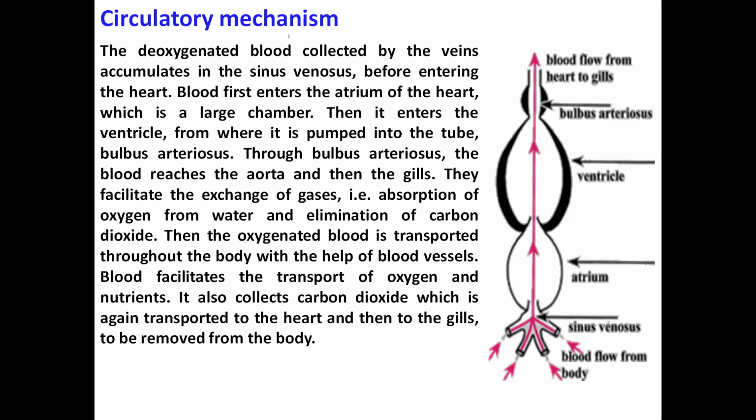Now this oxygenated blood reaches the different body parts through the different arteries, with the help of blood vessels. Blood facilitates the transportation of oxygen and nutrients, and it also helps in the exchange of waste material in the form of carbon dioxide and other waste. So this is about the circulatory mechanism in the fishes, the simplest closed circulatory mechanism found in the fishes.